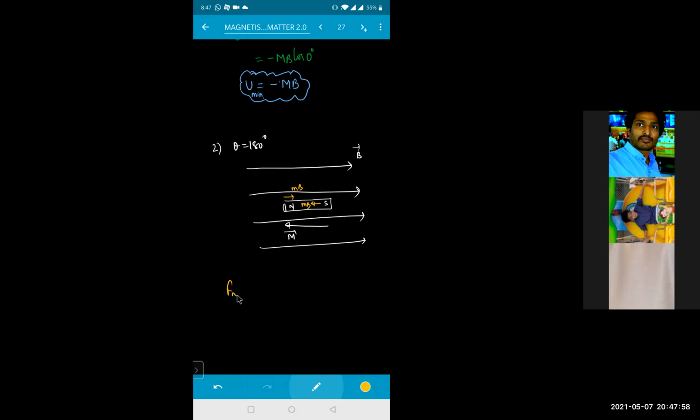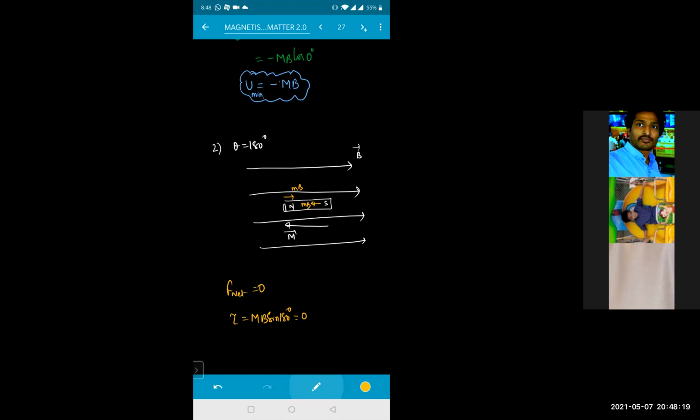So F net is becoming how much, beta? F net is becoming 0. And torque will become how much? MB into sine 180. Sine 180 is how much? 0. Isn't it? Sine 180 is equal to 0. Clear?